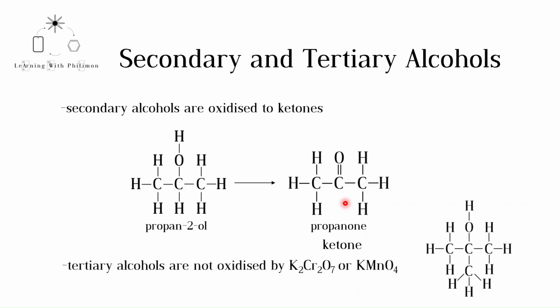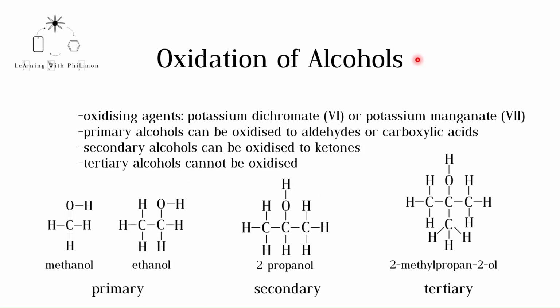Tertiary alcohols are not oxidized at all by the aforementioned oxidizing agents. Similarly to ketones, in order for tertiary alcohols to be oxidized, carbon-carbon bonds would need to be broken. In summary, primary and secondary alcohols are oxidized by the following oxidizing agents. Primary alcohols can be oxidized to aldehydes or carboxylic acids. Secondary alcohols can be oxidized to ketones. Tertiary alcohols cannot be oxidized using the aforementioned oxidizing agents.